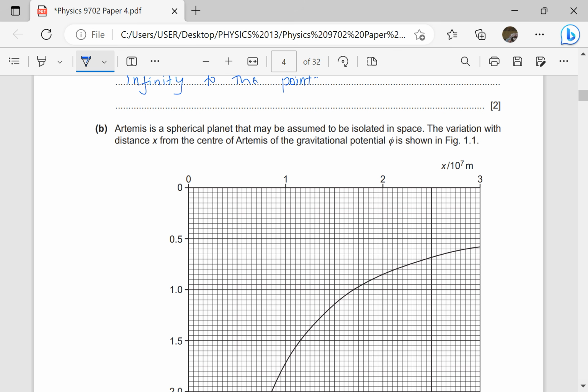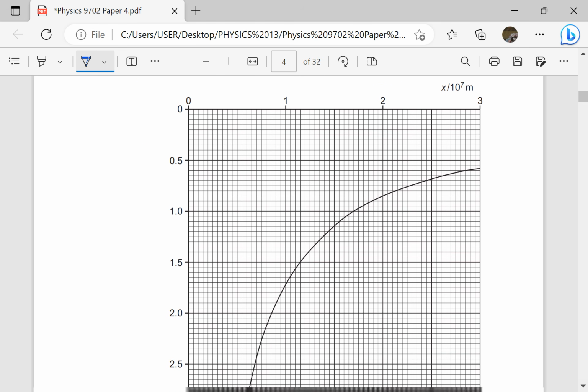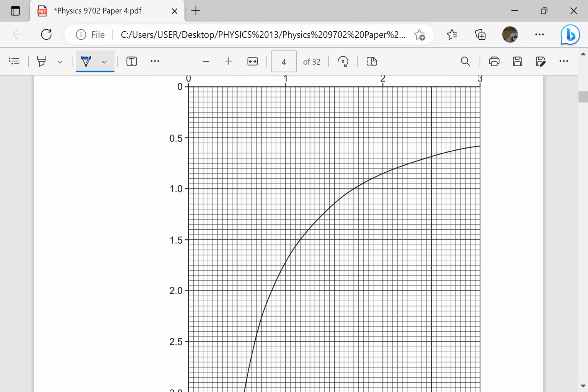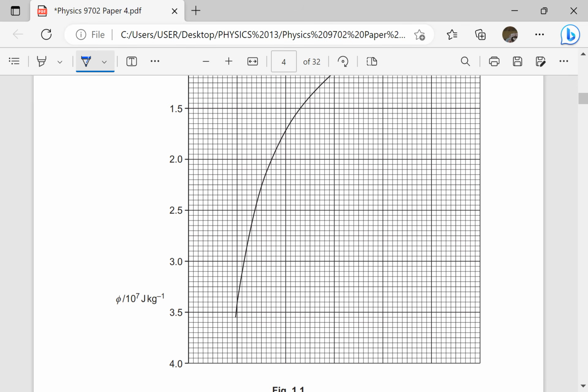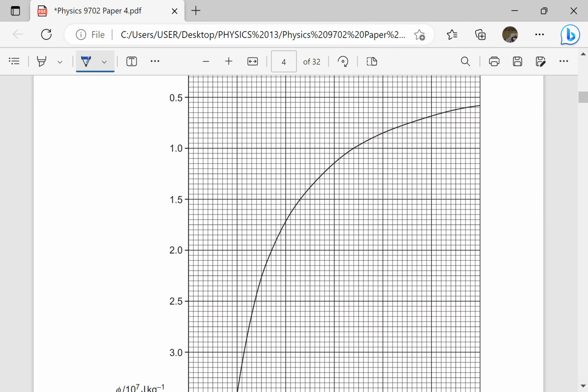Artemis is a spherical planet that may be assumed to be isolated in space. The variation with the distance x from the center of Artemis of the gravitational potential phi is shown in the figure. So here they have given us a graph of gravitational potential with distance. So this is potential times 10 power 7 with the distance.